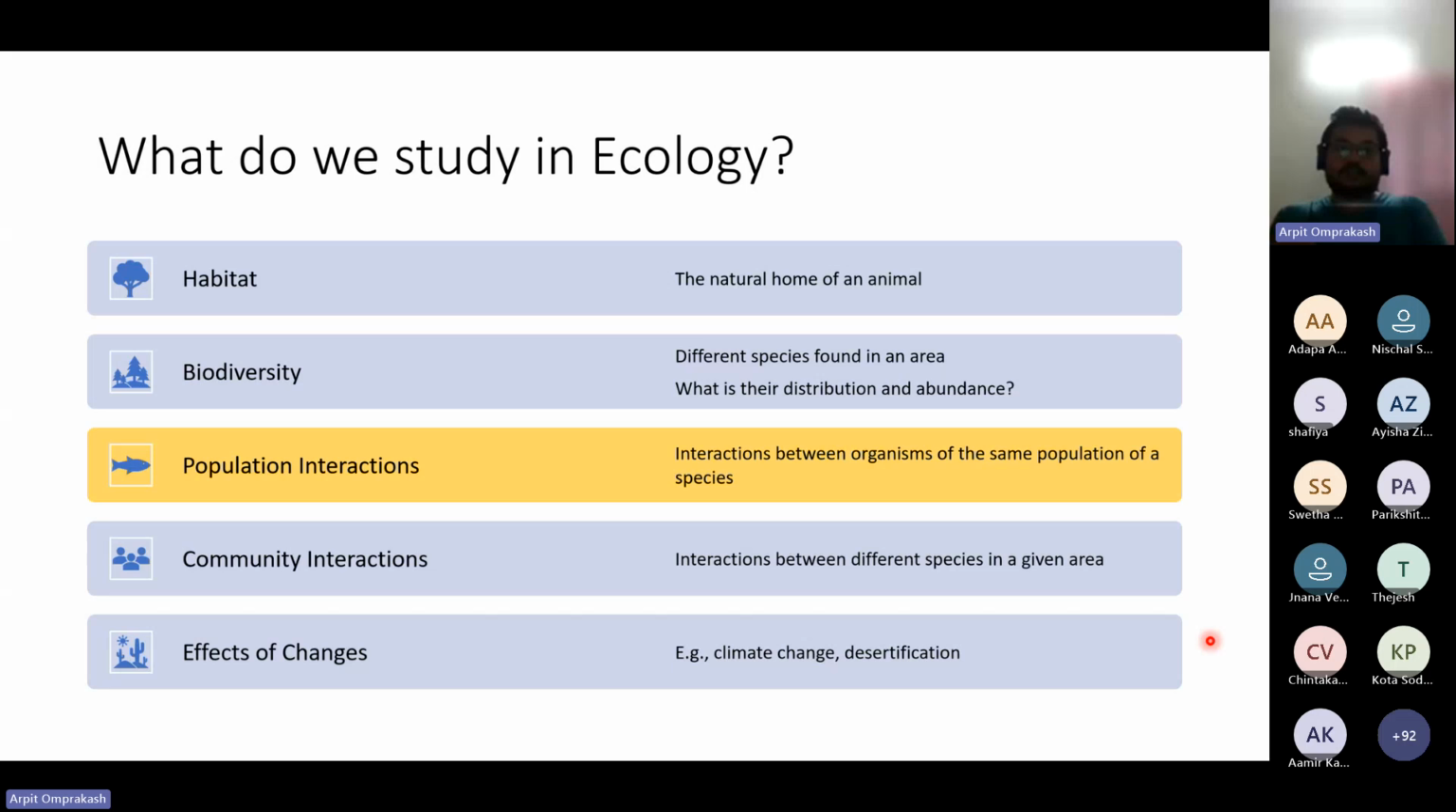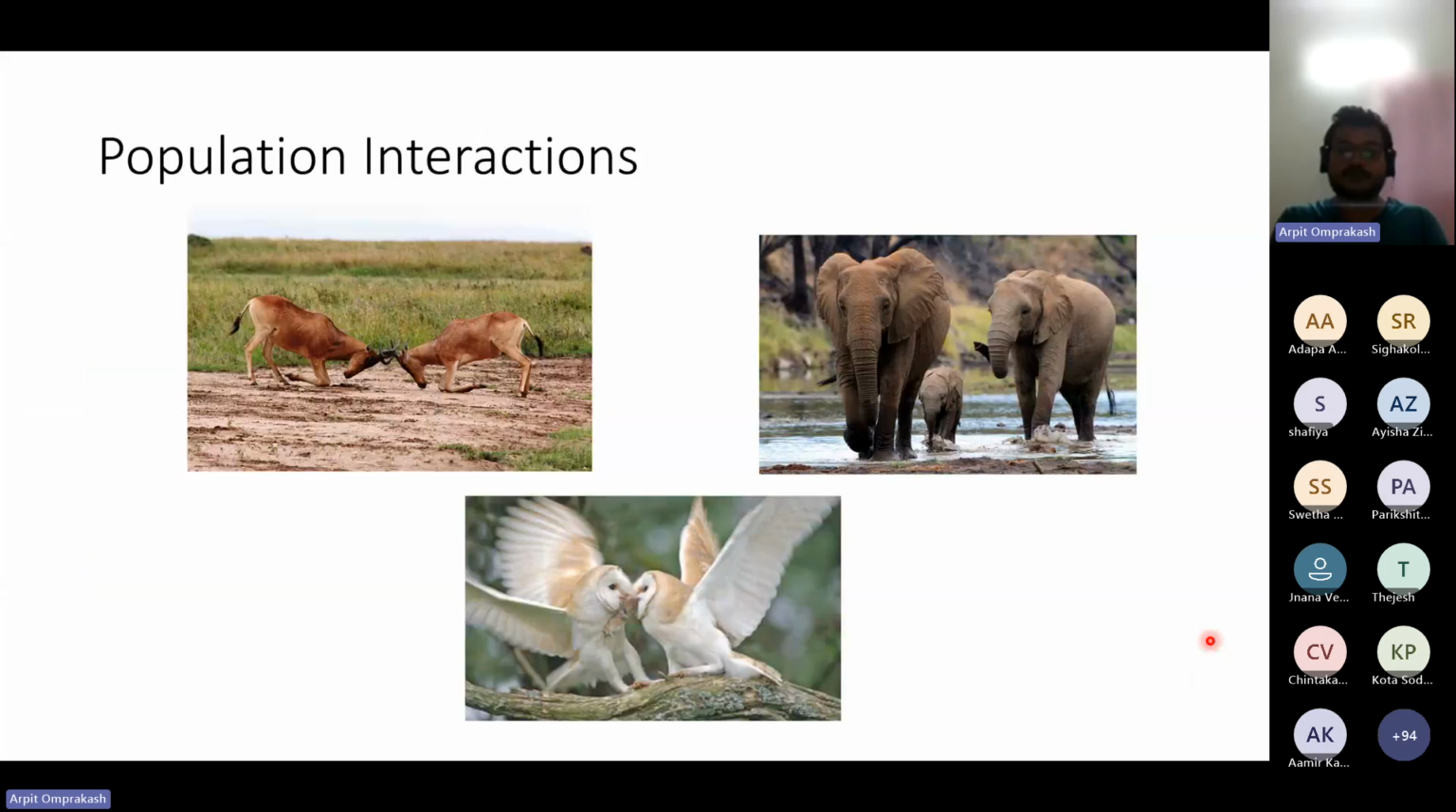The next thing we study in ecology is population interactions. So, what is a population? A population is a group of organisms that belong to the same species and live in the same geographical region. The interactions between these organisms of the same species are called population interactions. These interactions might be of many different types.